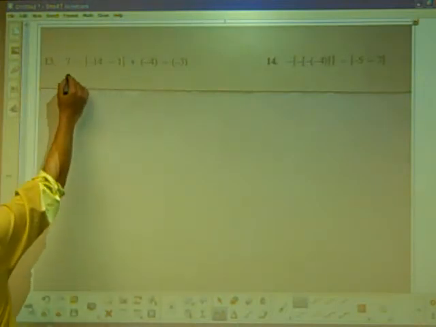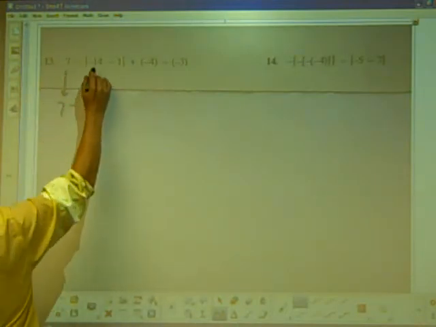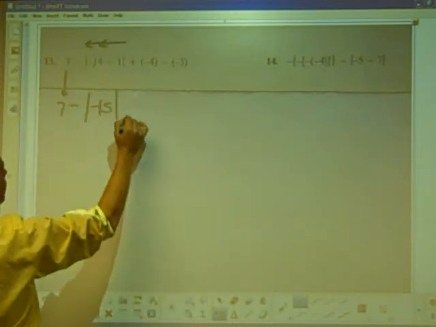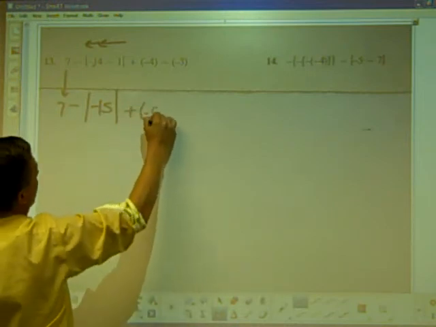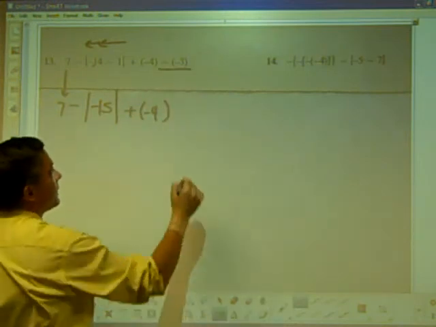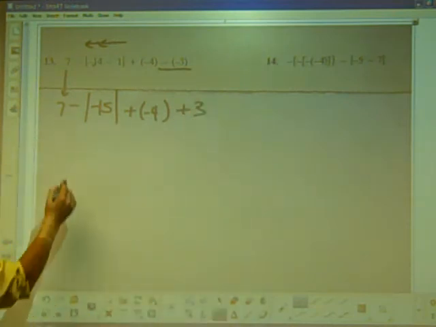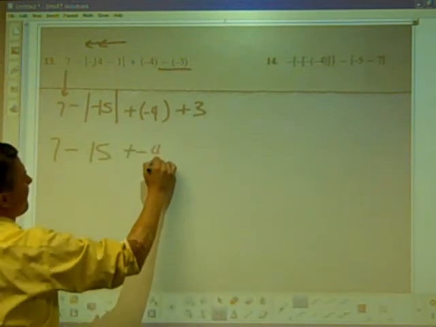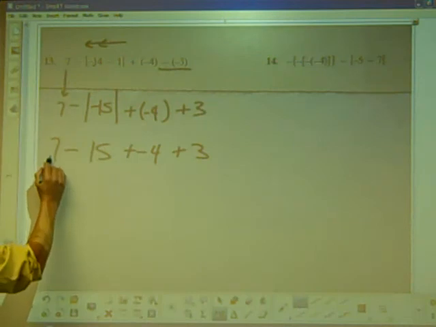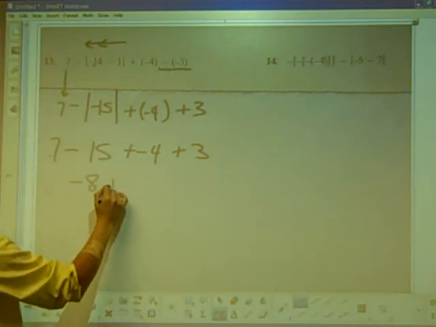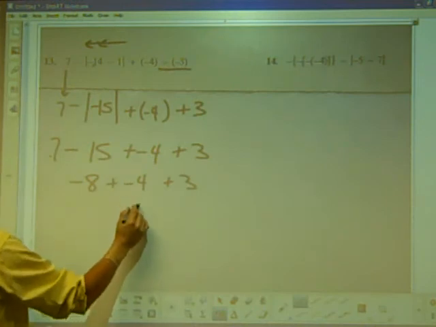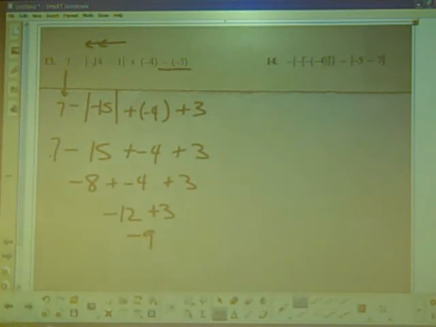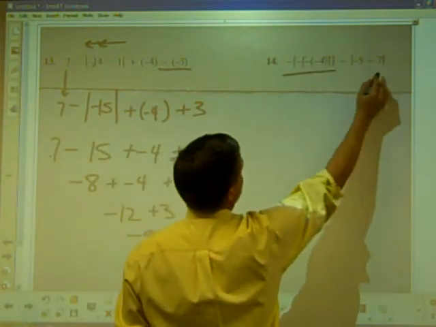Number 13, again, some distance problems. I'll bring it down. 7 minus negative 14 minus 1. Negative 14 minus 1. Negative 15 in the absolute. Plus negative 4. Minus a minus 3. Two negatives make a positive. I'll multiply them now. 7 minus the absolute value of negative 15 is 15. Working left to right. Positive 7, go back 15. How about negative 8? Negative 8, go back another 4. Negative 12. From negative 12, go right 3. How about negative 9?